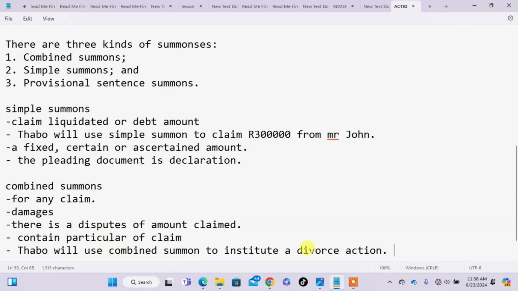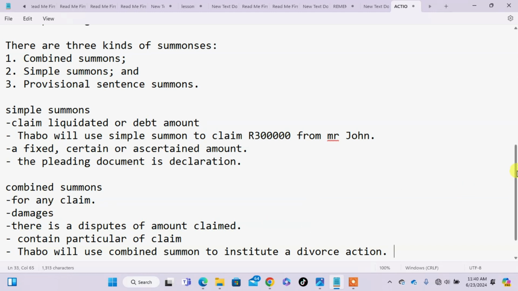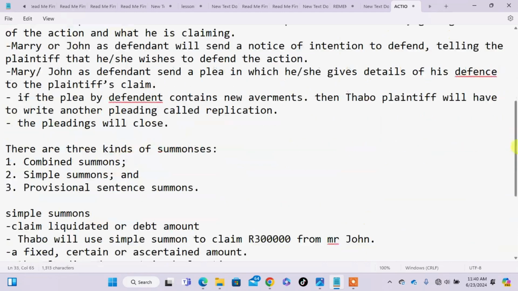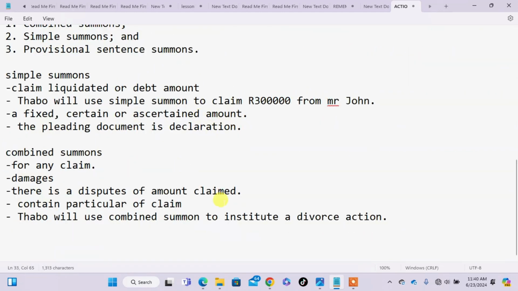When you get the MCQ question, if they're asking what type of summons they will have to use, you must never forget that if the question is dealing with damages or any amount that will be determined by the court, then a combined summon will be the one to be used. I hope now you understood the types of summons, and when you get a question on the MCQs, you will be able to answer all these questions.